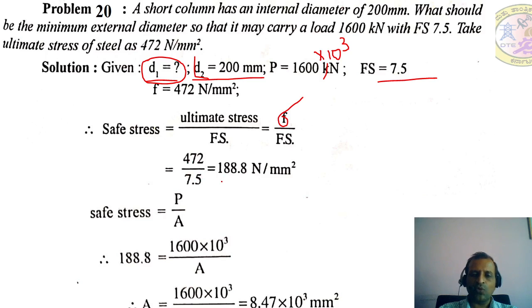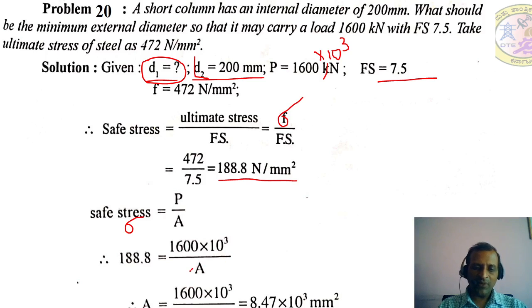So that is equal to 188.8 Newton per mm square. So this is the safe stress. With the help of this safe stress, then using the Hooke's law, again find out the area now. The safe stress, this is sigma is equal to P by A. So sigma is just now you have calculated, that is 188.8 Newton per mm square. So that is equal to 600 into 10 to power of 3 divided by A.